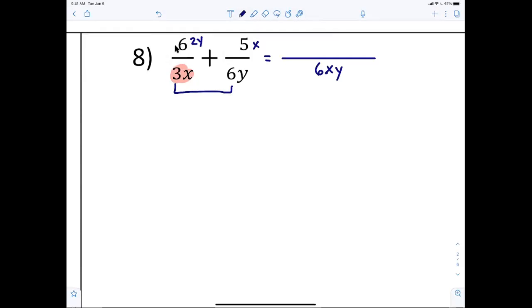And so now when you multiply these two things together, you get 12y. Multiply these two things together, plus 5x. That's it. All right, very simple. Anybody?